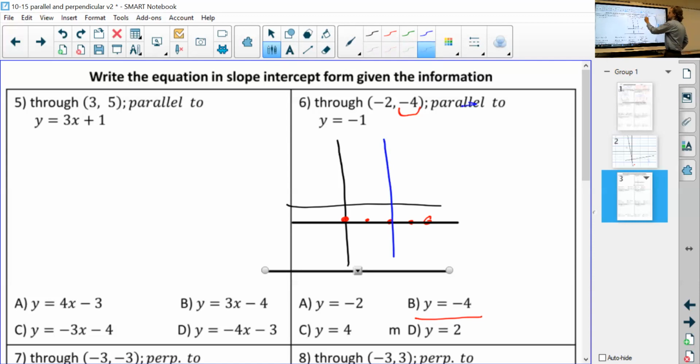So if this said it goes through -2, -4 and is perpendicular to that line, instead of y equals something, you would have x equals something, and in this case it would have been -2. So there's your special case. If it's parallel to either y equals something or x equals something, you're just going to look at that value. In this case, we looked at the y, and that's your answer. If it's perpendicular, y equals something will switch to x equals something, and vice versa. If it said what's perpendicular to x equals -2, you would say, well, it's got to be y equals something.